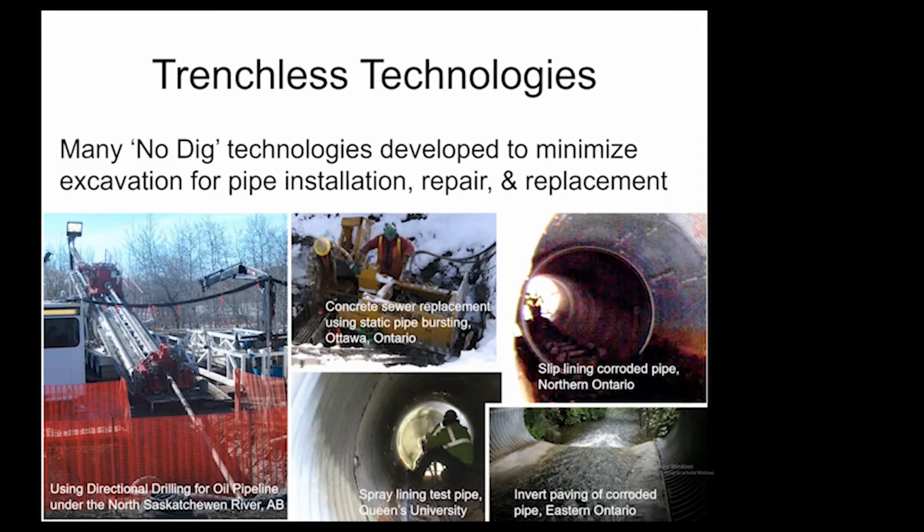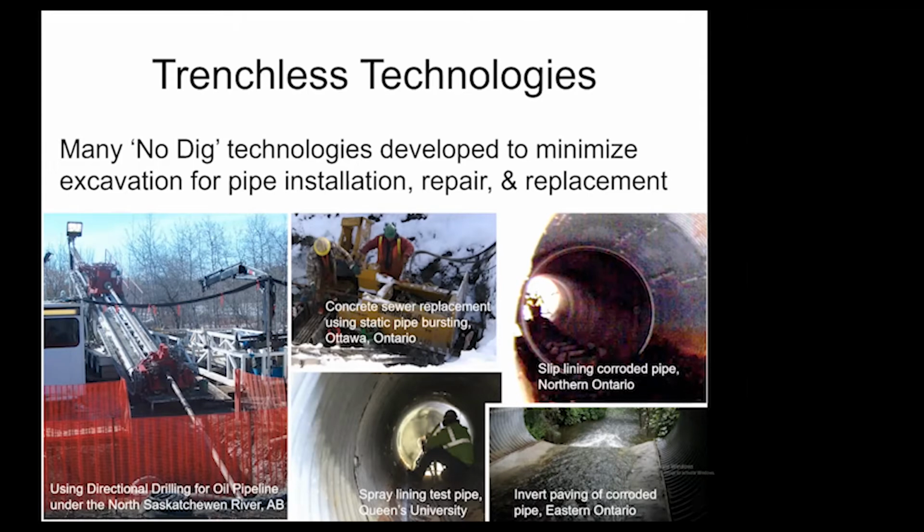This is a process called slip lining. This project was in Northern Ontario, where you install a new pipe and then you grout the annulus, or that zone between the outside of the new pipe and the inside of the old pipe. You grout it with concrete or a similar material. And then there's two other technologies there that I've also studied.